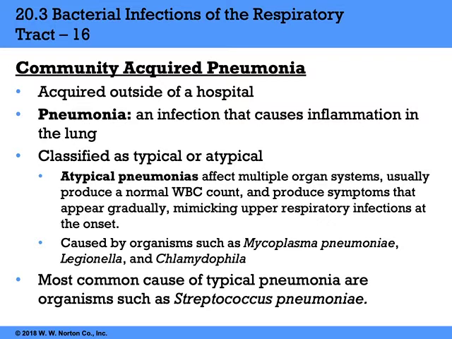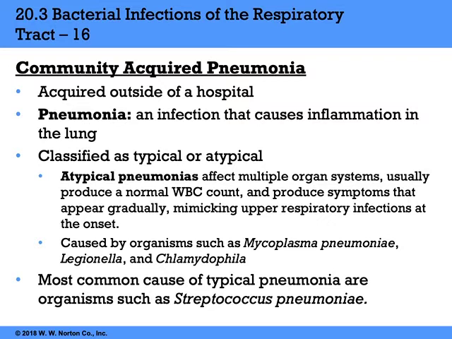Community-acquired pneumonia is acquired outside of a clinical or hospital setting. Pneumonia is just an infection that causes inflammation in the lung and is classified as either typical or atypical. Atypical pneumonias are going to hit multiple organ systems, usually producing a normal white count and producing symptoms that appear gradually, mimicking the upper respiratory infections at the onset.